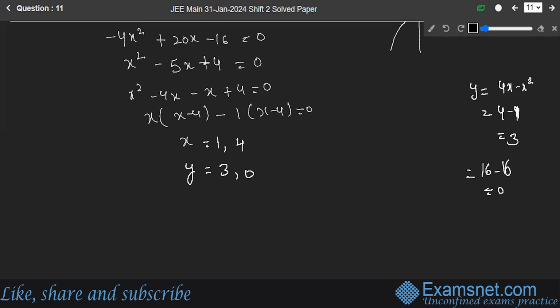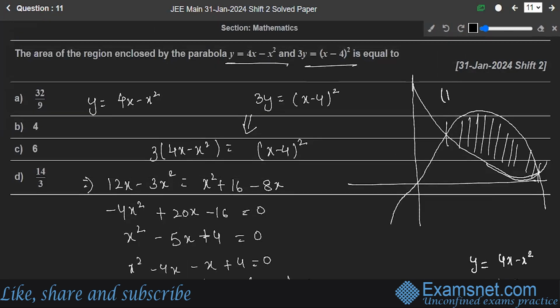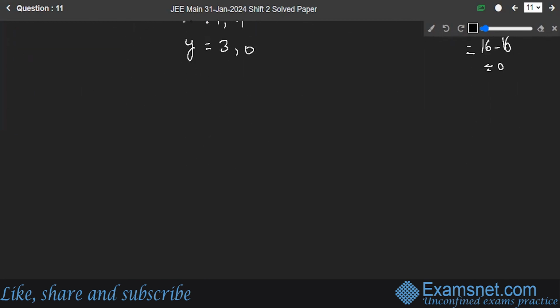Okay, so the 2 points of intersection are 1 comma 3, which is this point. Let's say this is a point, and the second one over here. Actually, the figure is not up to the mark. So this is the point of intersection on the x-axis, which is 4 comma 0. Let's say this is the point P.